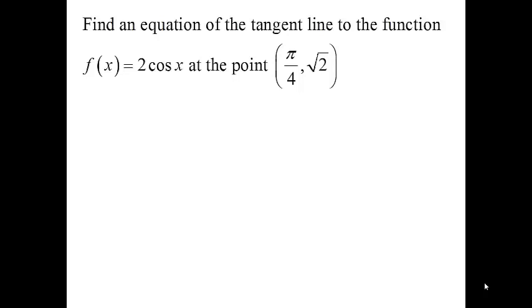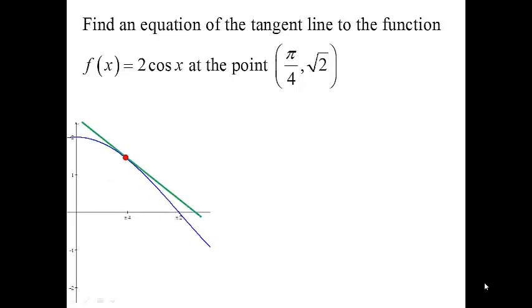Find an equation of the tangent line to the function f of x at the point pi over 4 and square root 2. So let's look at the graph of cosine x but with an amplitude of 2, and at pi over 4 where we want to find the equation of this tangent line to the curve.